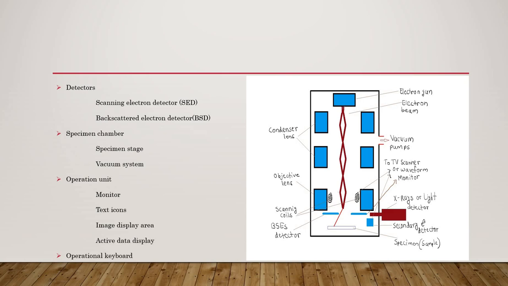Last one is operational keyboard. The operational keyboard is used in conjunction with the normal keyboard and mouse. The operation keyboard controls critical operations such as focusing in high magnification and astigmatism correction.